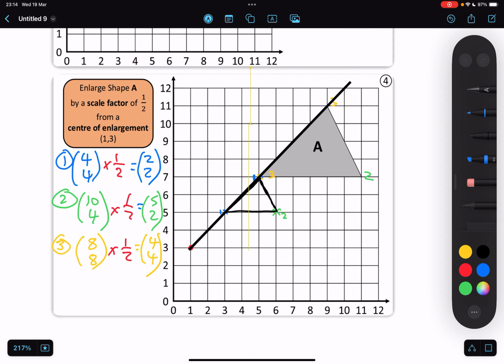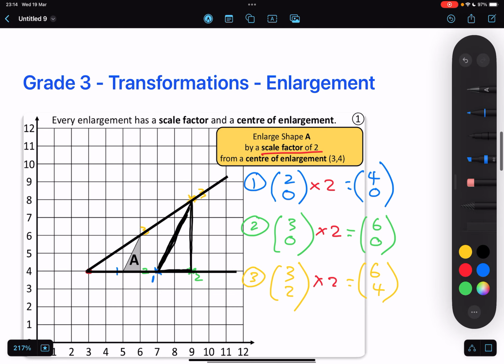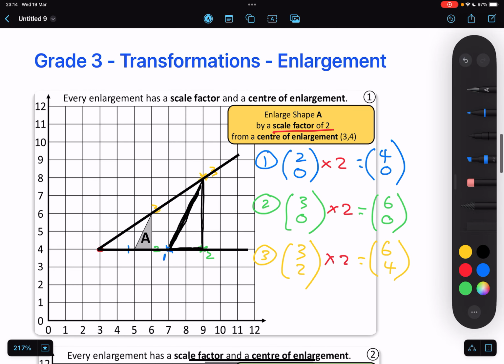And then let's go for the 2s. It goes through 2 there, and it goes through 2 there as well. So with that, it works. And we are convinced that our answer is 100% correct. So that's essentially it. That itself is grade 3 transformations, enlargement in particular.